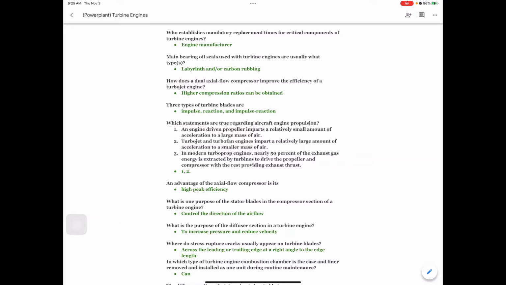Which statements are true regarding aircraft engine propulsion? 1. An engine-driven propeller imparts a relatively small amount of acceleration to a large mass of air. 2. Turbojet and turbofan engines impart a relatively large amount of acceleration to a smaller mass of air. In modern turboprop engines, nearly 50% of the exhaust gas energy is extracted by turbines to drive the propeller and compressor, with the rest providing exhaust thrust. 1. 2. An advantage of the axial flow compressor is its high peak efficiency.